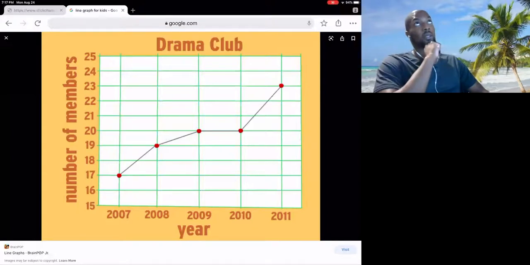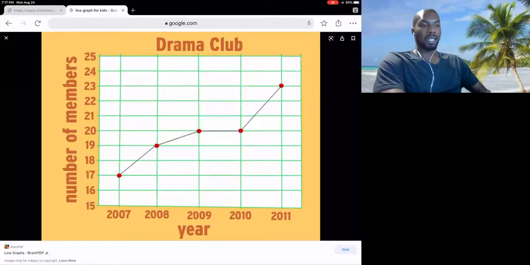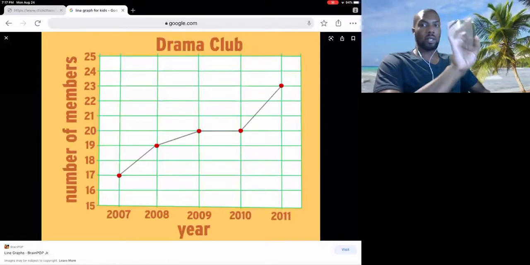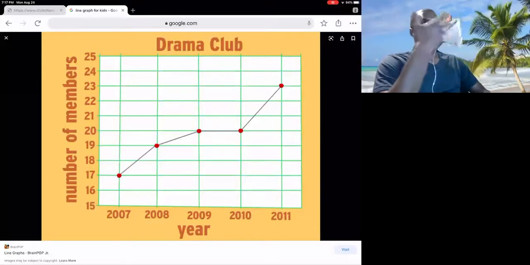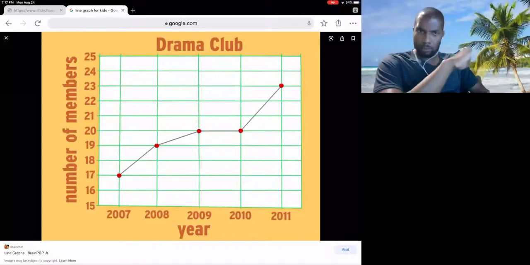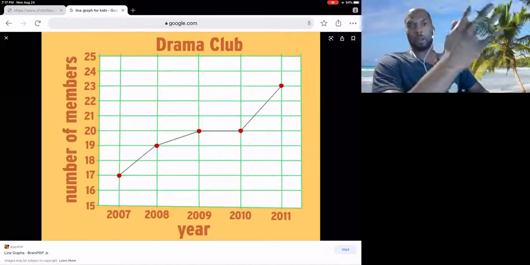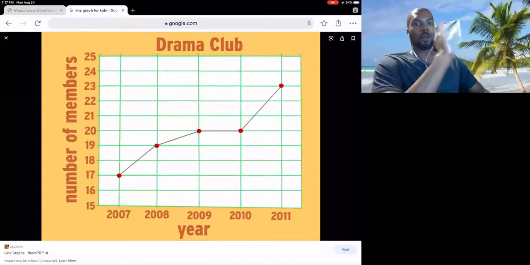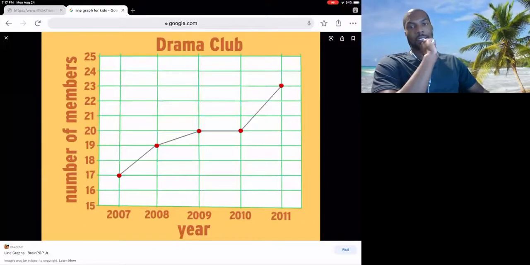Well, from 19 to 23, I could do 23 minus 19, which is 4. Or I could do 19, 20, 21, 22, 23, 24. I'm sorry, it's 5, obviously. One more. 23 minus 19. 20, 21, 22, 23. 4. I was right the first time. 4 more members, right? From 19 in 2008 to 2011, which had 23 members.